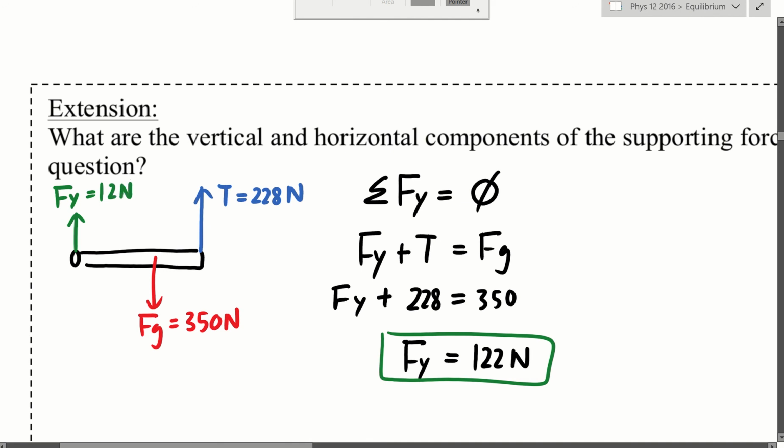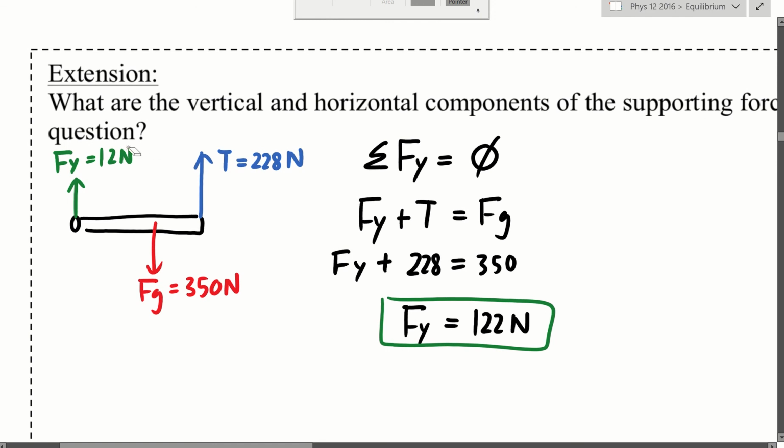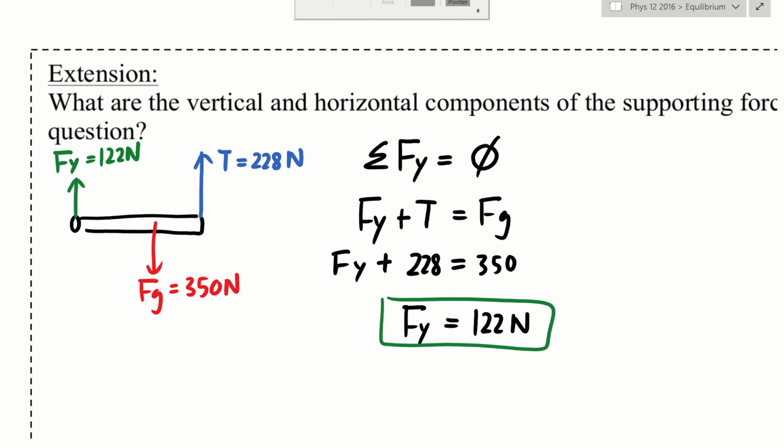So in this situation, then, 122 Newton, not only do all the forces balance, even all the rotation balances. This system is now in static equilibrium. That means it won't move and it won't rotate.